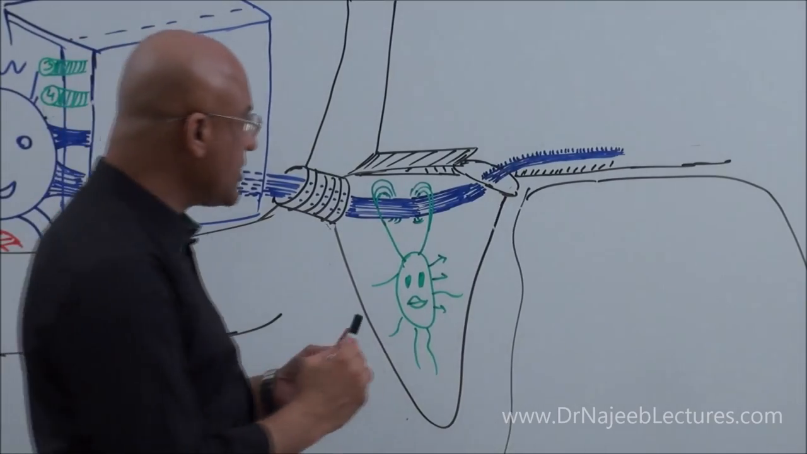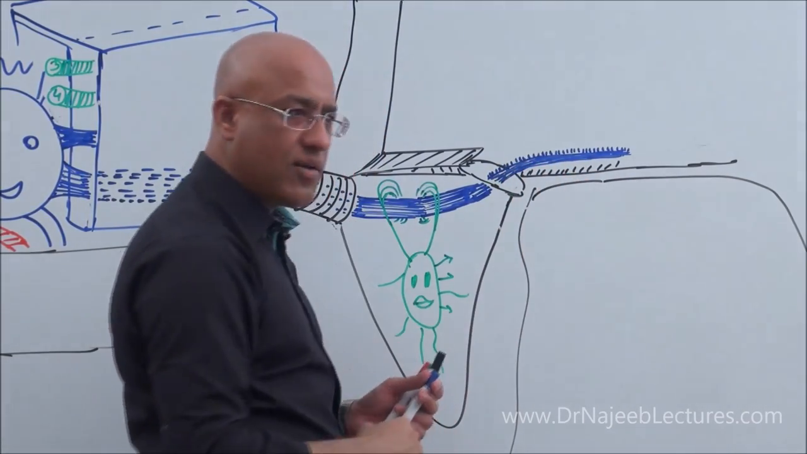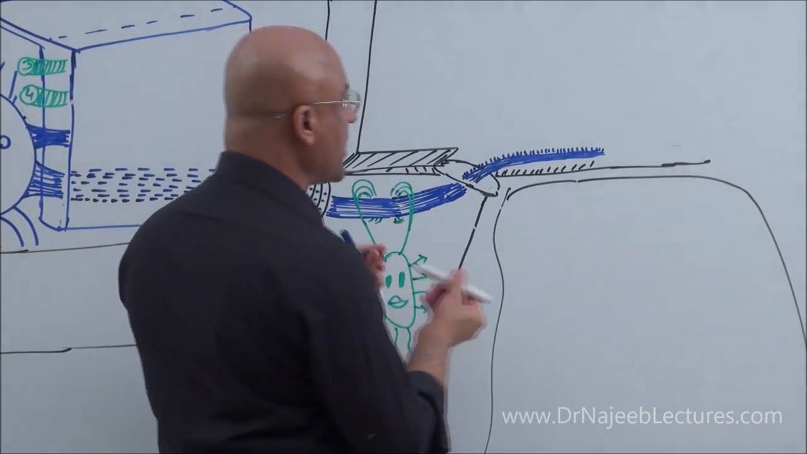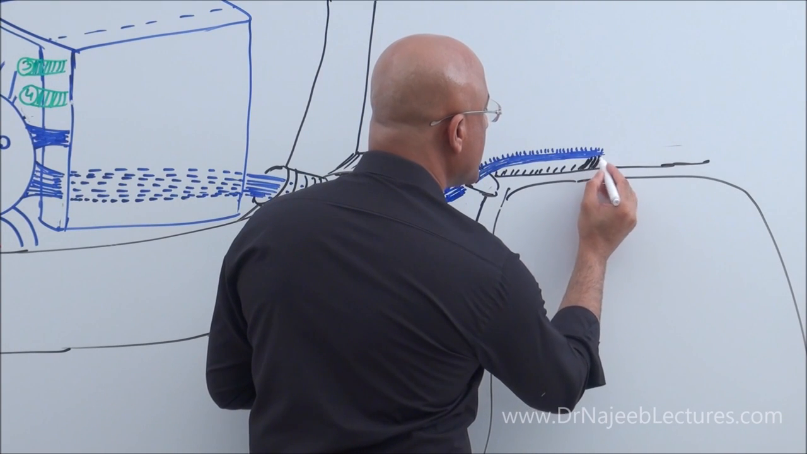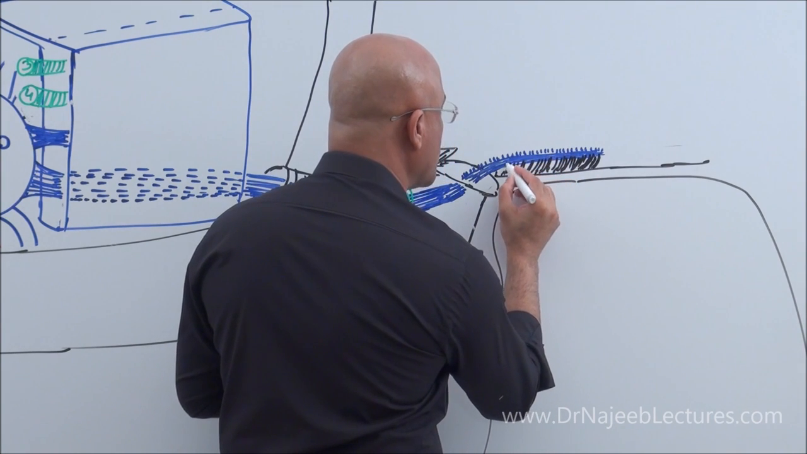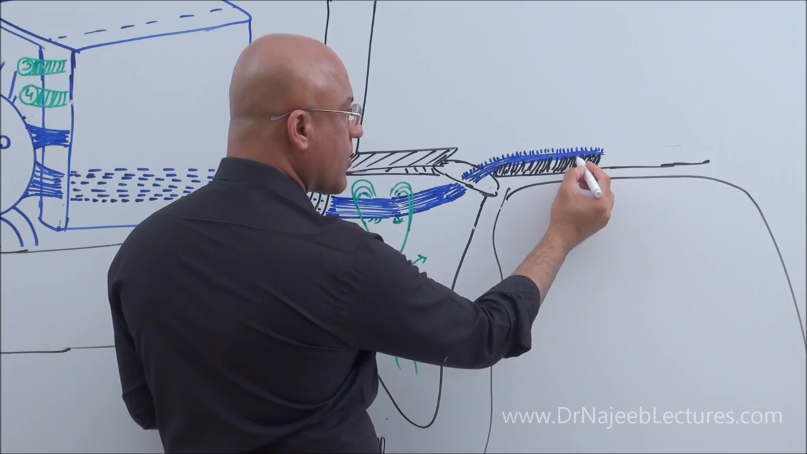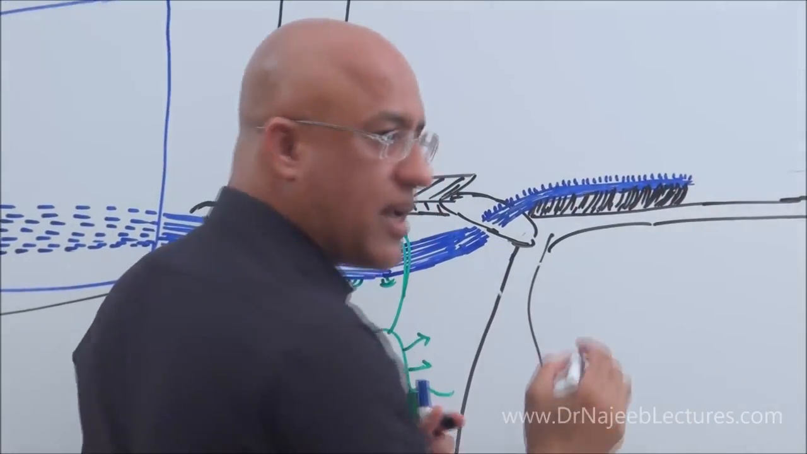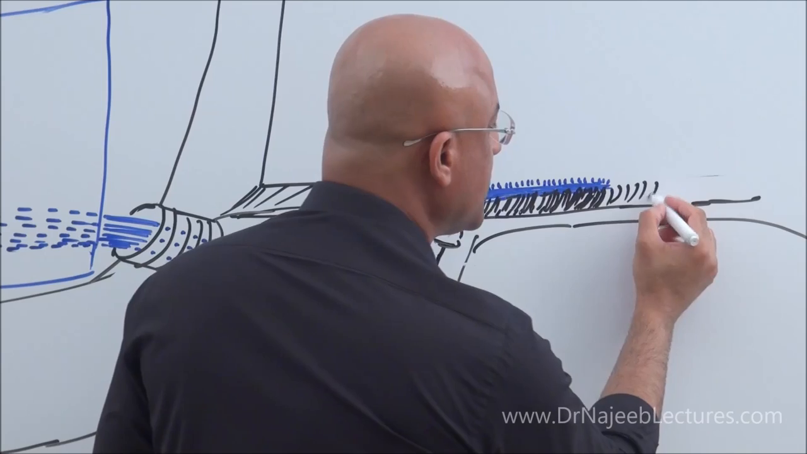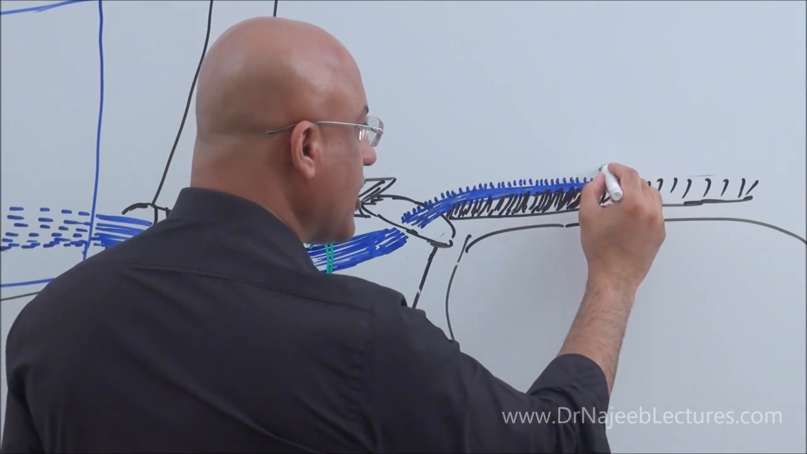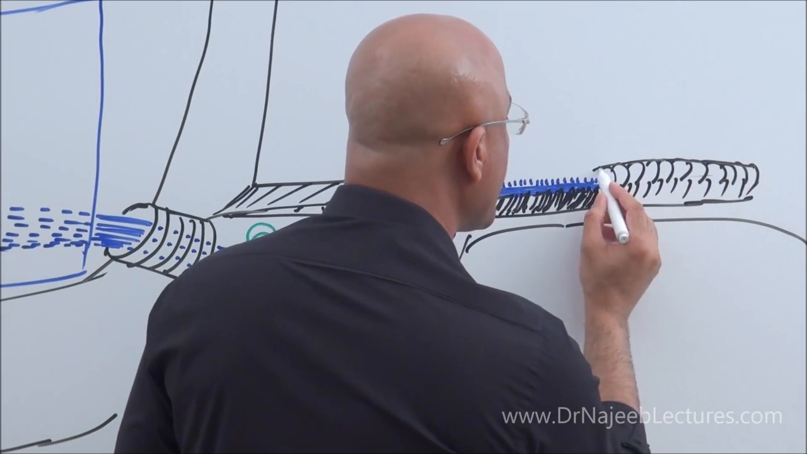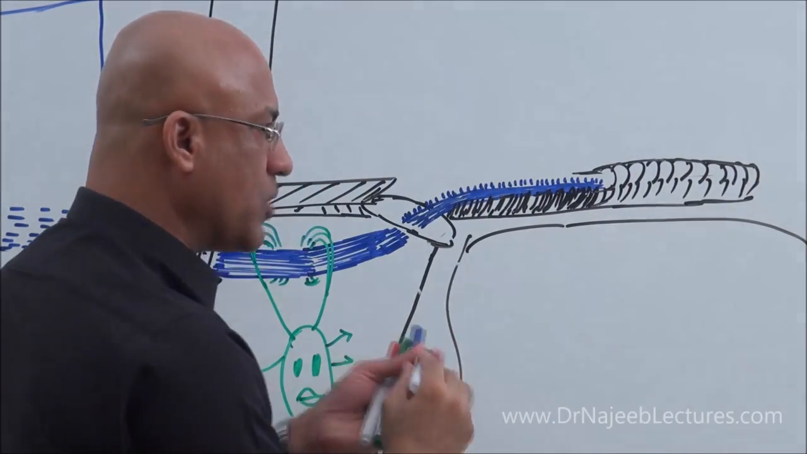And when it is initially passing through the floor of the orbit, it is passing through a groove. It is embedded in the groove. And as it traverses further, this groove has a roof also. This is the groove I am showing you, but as it moves forward, there is a roof over it. And when there is a roof, it means the groove has been converted into a canal. Very good.